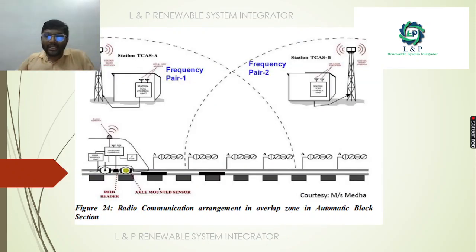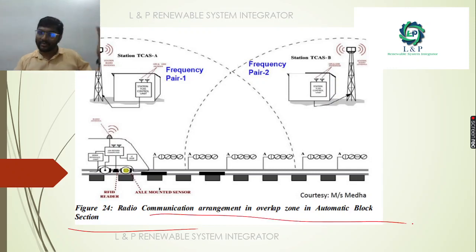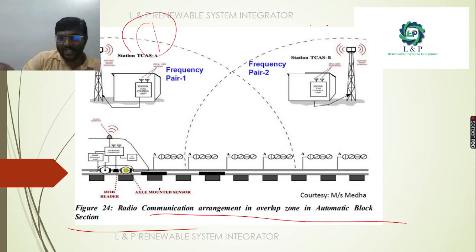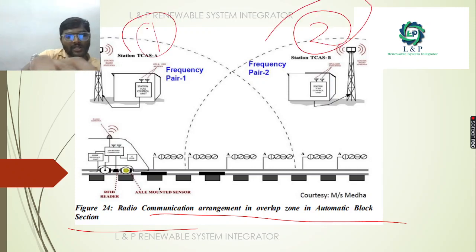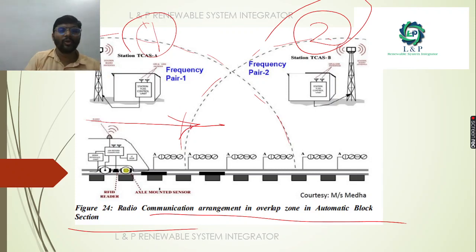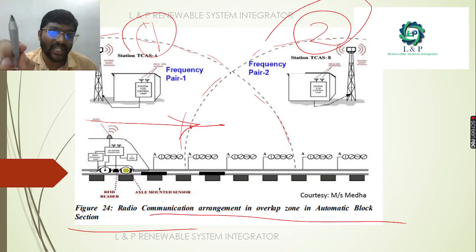And how does this overlap zone of an automatic block section work, as opposed to an absolute block section? This is an automatic block section. As you can see here, we have a station A and a station B. The frequency ranges of station A and B are overlapping in between. So even if the train exceeds this, at this point we will come to know it is moving from station A. The train is going to leave station A.